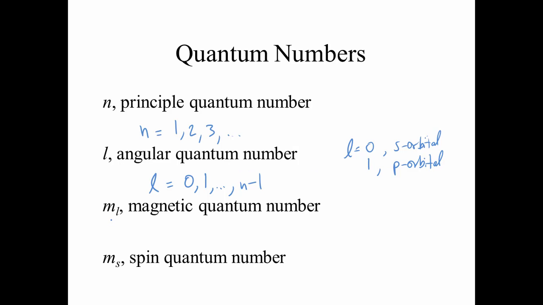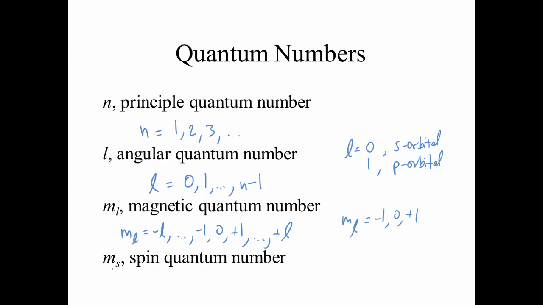M sub L is the magnetic quantum number, and it has values that range from negative L to positive L. So again, depending on what your n is, that gives options for L, which then gives options for M sub L. For example, if L equals 1, then you have M sub L possibilities of negative 1, 0, and positive 1, which means there are 3 different orbitals in the p subshell.